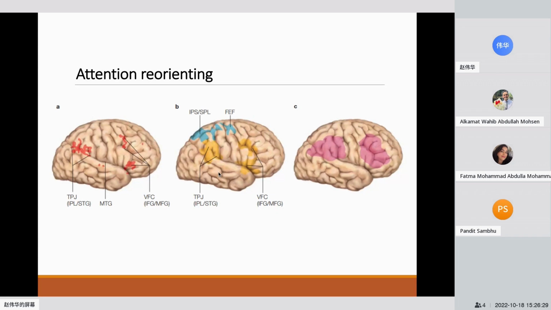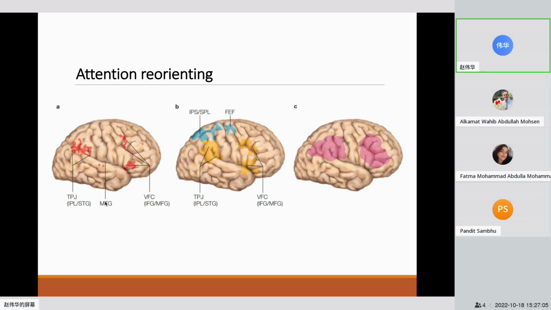And this view of the right hemisphere shows the regions of the temporal parietal junction, so TPJ, including the IPL and STG, as well as the middle temporal gyrus, the middle frontal gyrus and the inferior frontal gyrus, that were activated when participants received an invalid trial in which a cue incorrectly predicted the target location.